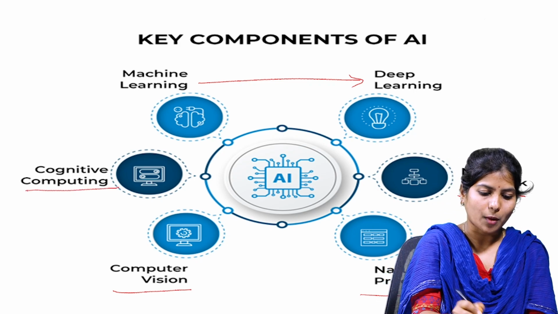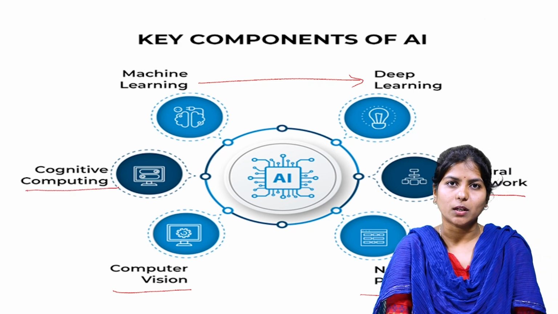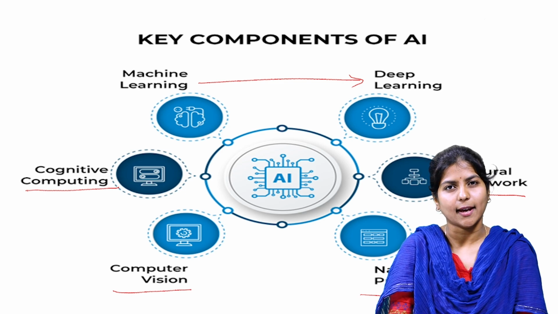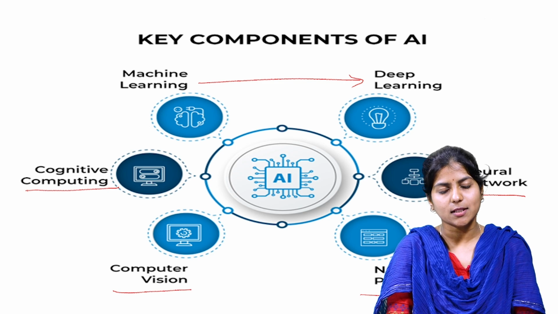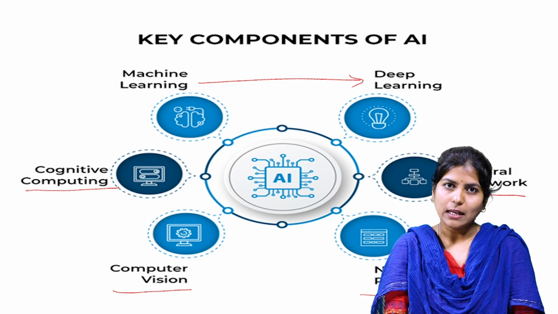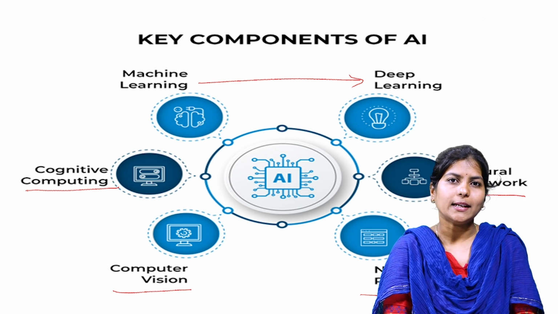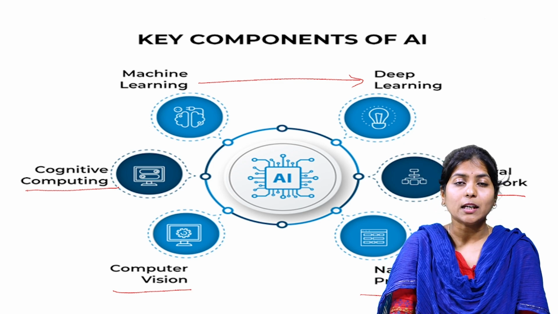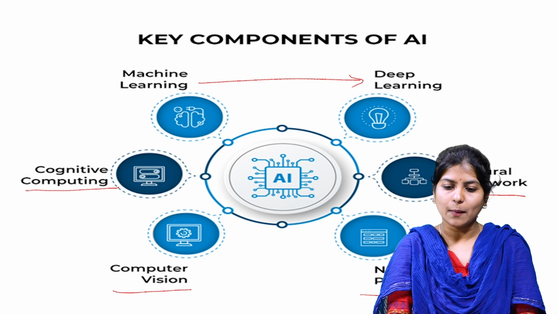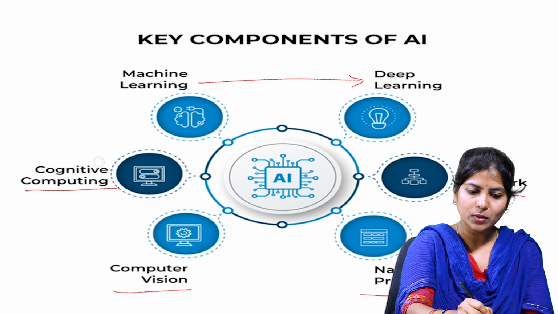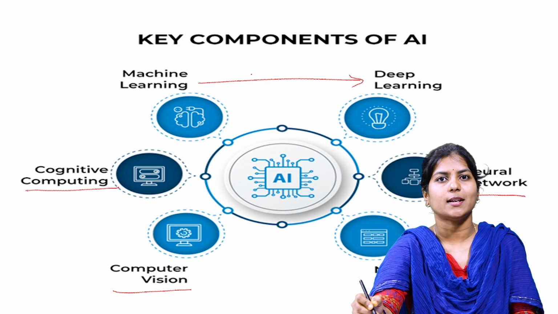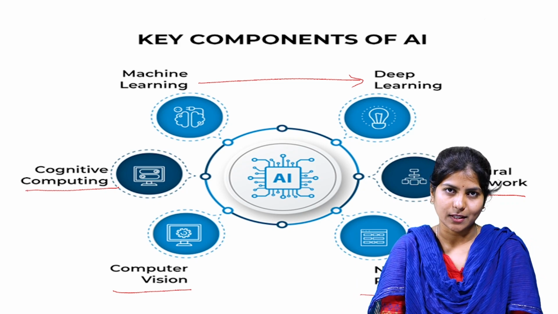Next is cognitive computing. Cognitive computing mimics the human brain. For example, if we take health diagnostics, here this cognitive computing will analyze the data of patients. It will consider the clinical data and the research papers and give a data set to the doctors to diagnose easily. So these are the basic main components of AI. If we integrate all these components, we can say it is a complete artificial intelligence.